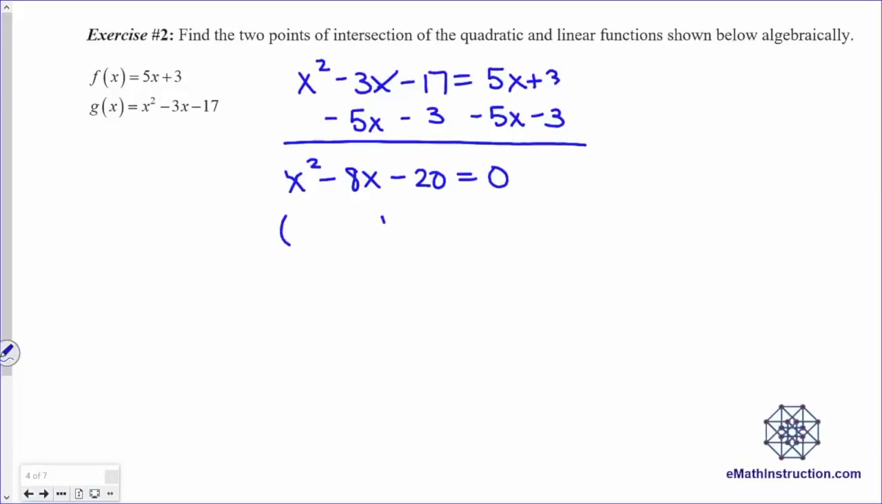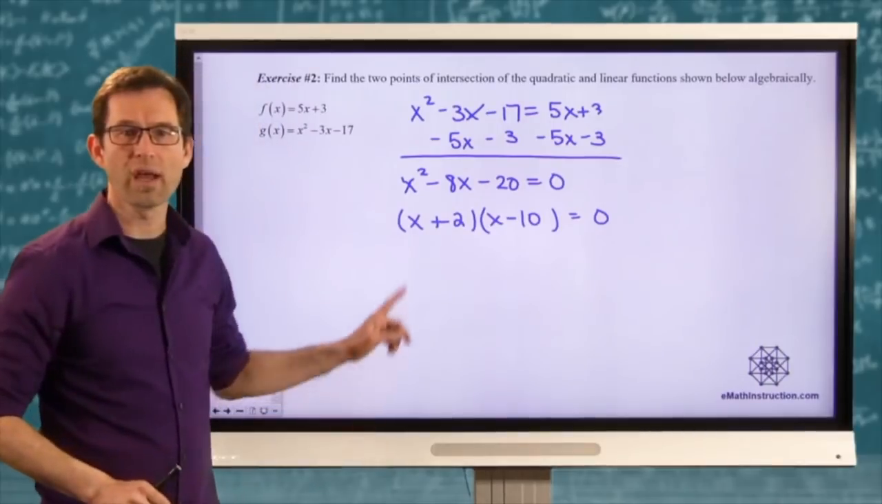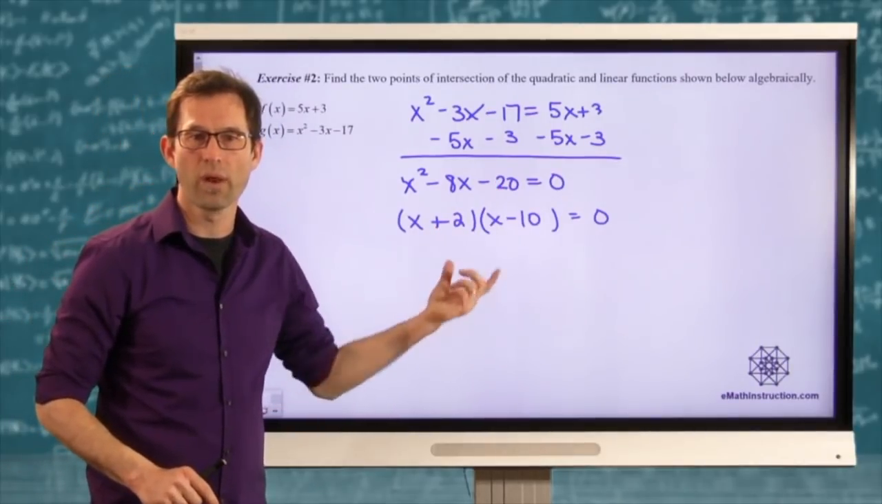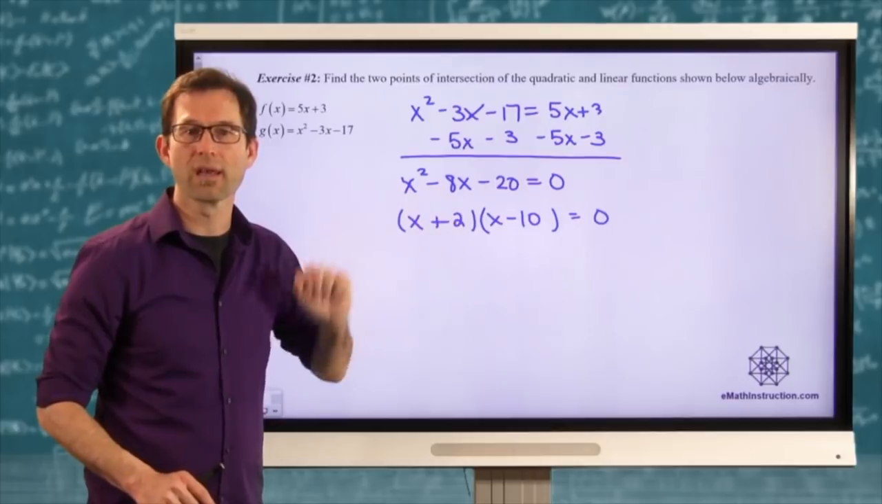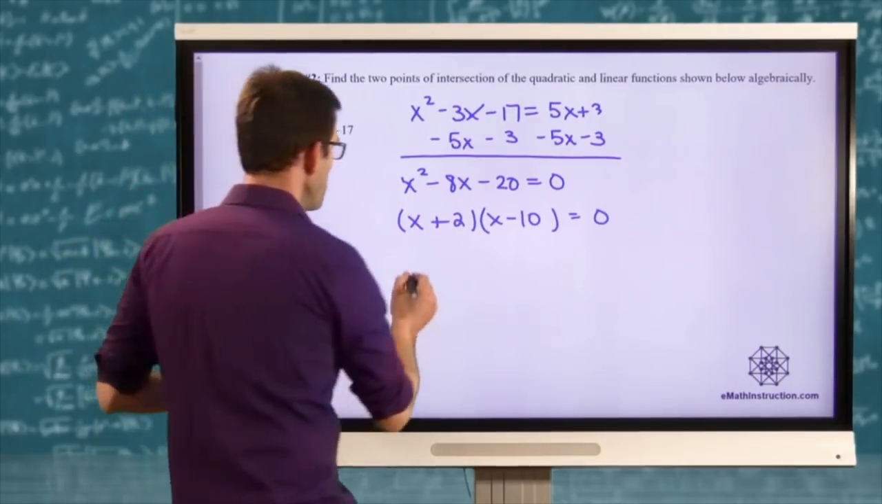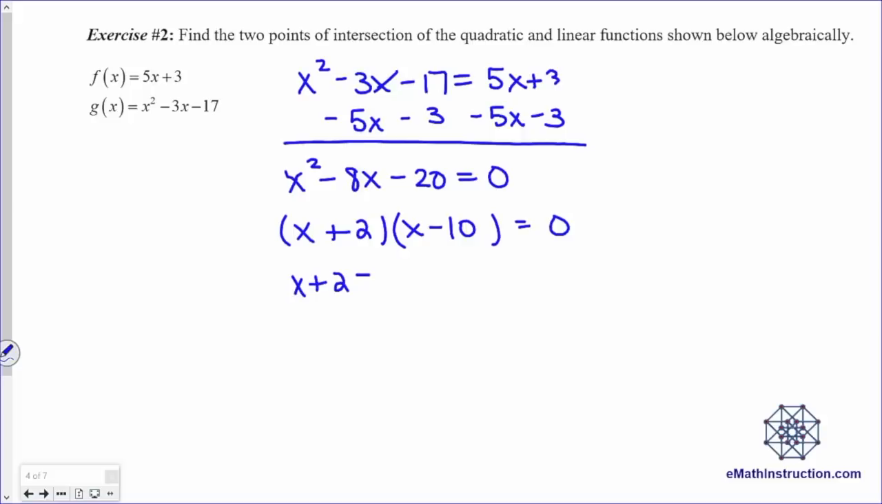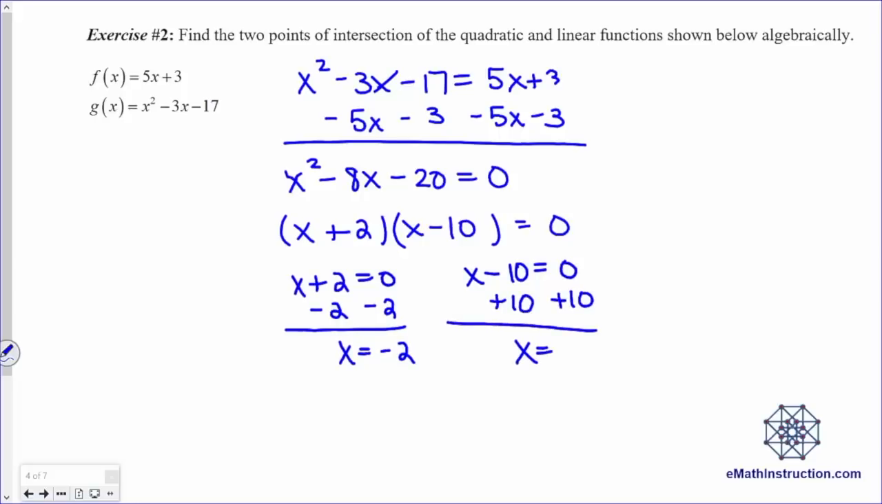Funky looking x there. We now need to do a little bit of factoring. And I believe what we're going to end up having is x minus 10 and x plus 2. But again, we should check. Think about it. 2 times negative 10 is negative 20. Positive 2x, negative 10x is negative 8x. All right. We're getting there. We got x plus 2 is equal to 0. Subtract a 2 from both sides, and we'll have x equals negative 2. x minus 10 is equal to 0. Add 10 to both sides, and we'll get x is equal to 10.